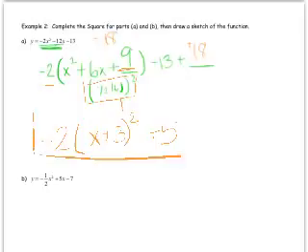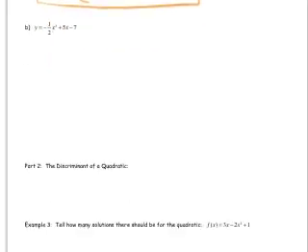So this is the vertex form. So we would know I would reflect it, I would stretch it, I'd move it left 3 and up 5. Okay? All right, let's do one last example.